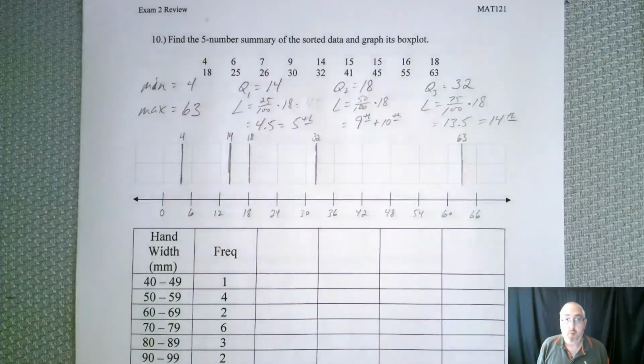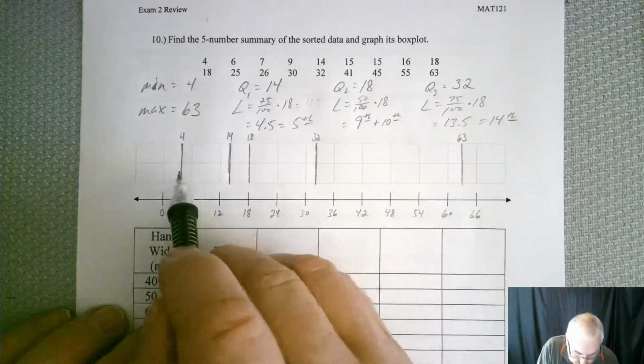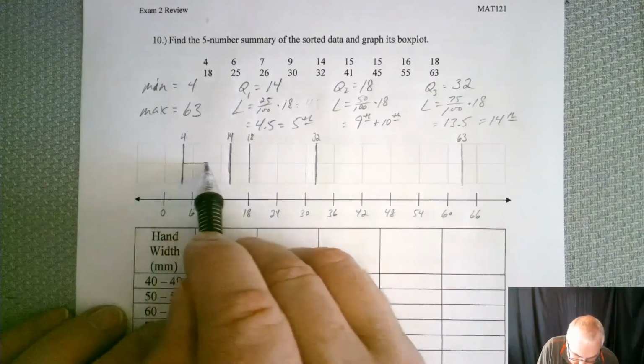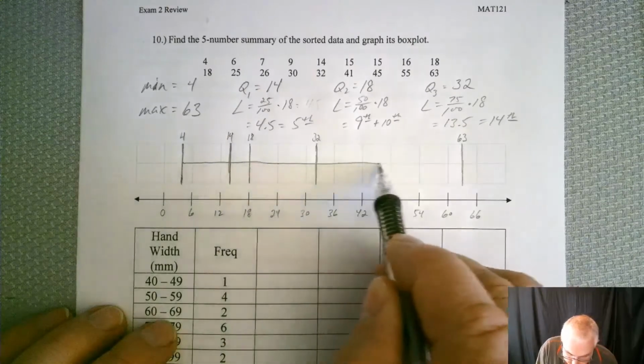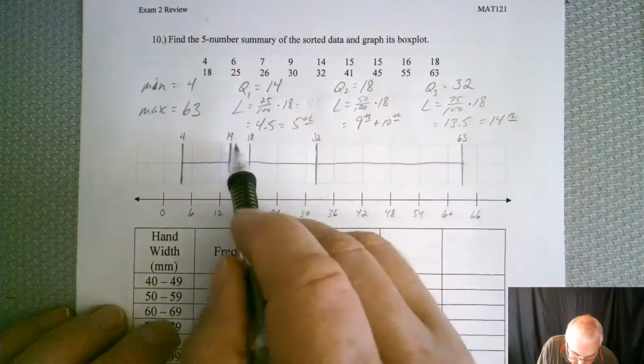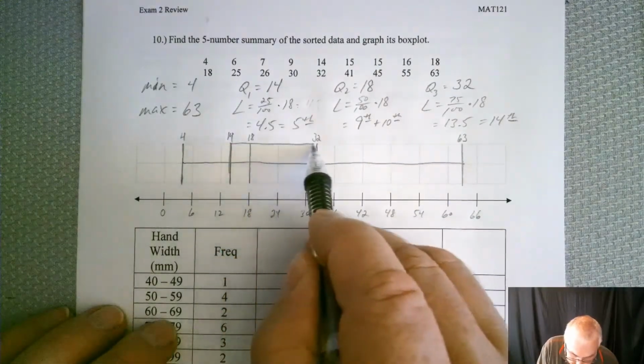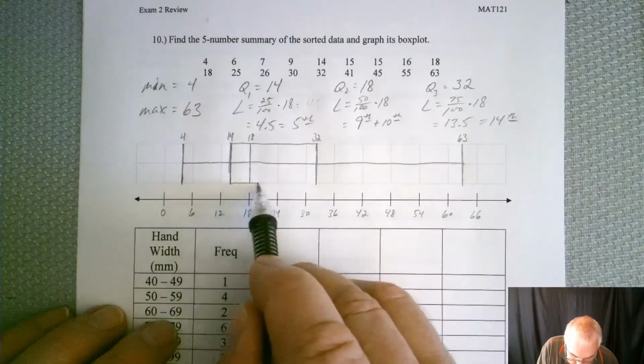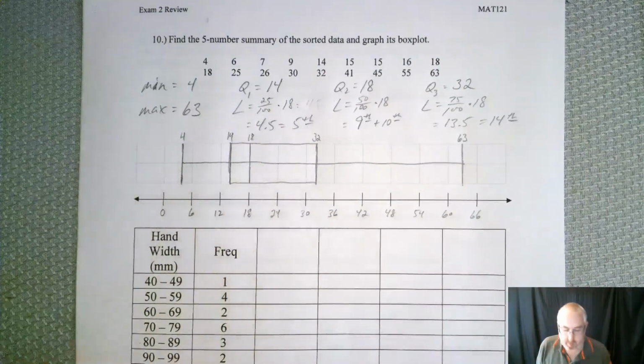So that's step 1. Get all of your 5 numbers identified on your grid, and now you can make your box plot. So the next step is just to get that line right down the middle. And then we got to connect the 3 in the middle on the top and the 3 in the middle on the bottom. And so that is your box plot. Not much to it.